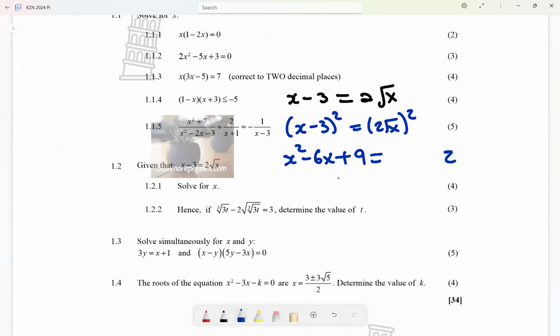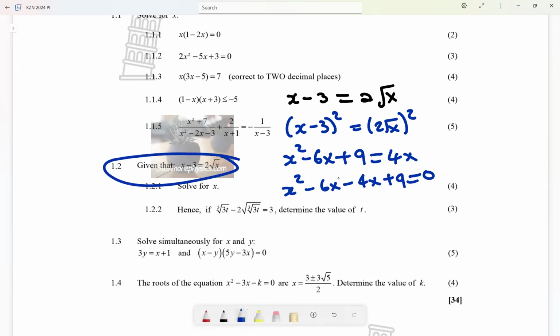Then here, when you have 2 square root of x, when you square that, you'll square 2 first, which gives you 4. Then square root of x, when you square that, the square and the square root will cancel off. So here you have something like 4x. Then apply zero factor, x squared minus 6x minus, can you see I take this 4x to the other side? Minus 4x plus 9, it is equal to 0.